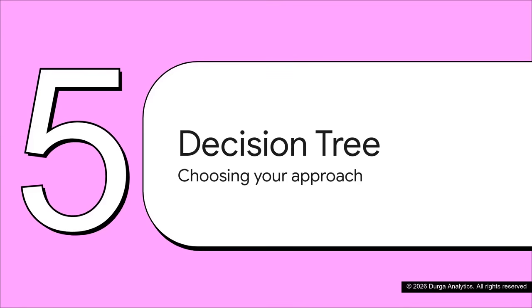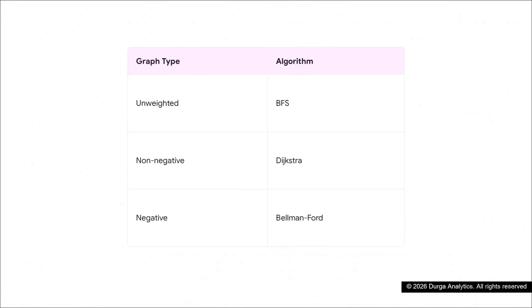Part 5. The Engineering Decision Tree. Choosing your approach. As a working engineer building features that real people rely on, you really need a quick mental model for this. Here is your architectural decision matrix. If the graph is unweighted, use BFS to find the fewest edges efficiently. If the graph is weighted but with non-negative weights, use Dijkstra to find the least total weight path. And if you happen to encounter negative weights, well, you need to step to a different algorithm entirely, like Bellman-Ford.